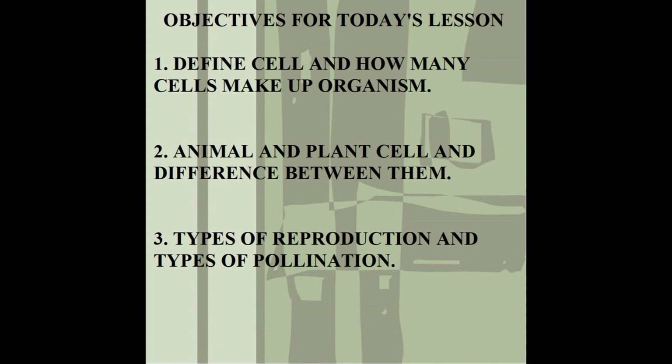And in today's lesson, we want to cover several objectives. One, we want to define cell and how many cells make up an organism, which are living things. Two, animal and plant cell and the difference between them. And three, types of reproduction and types of pollination.